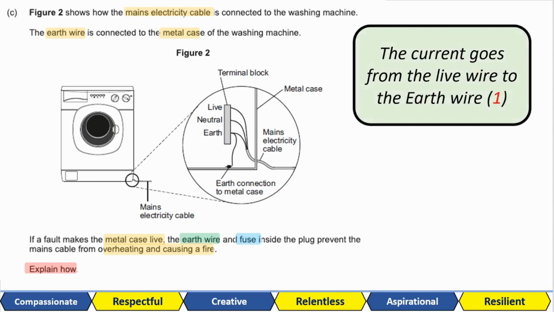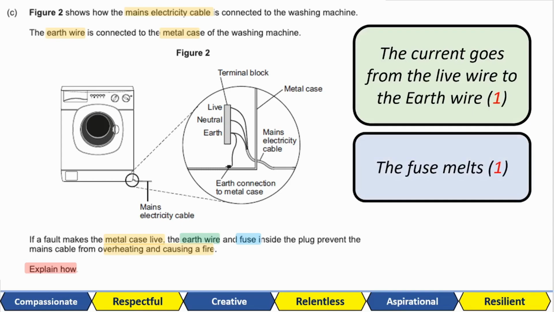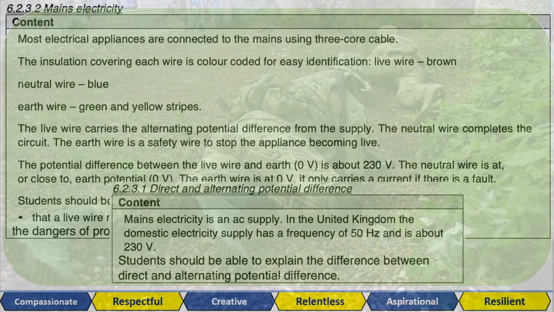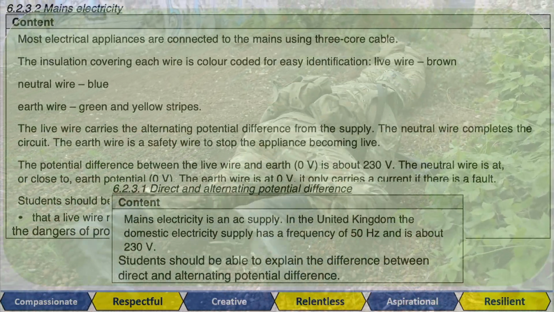The current goes from the live wire to the earth wire. That's your first mark. So that earth wire is going to carry it away from the metal casing. And the fuse melts. Remember, as we saw earlier, it breaks that circuit, so there's little risk of a fire. And there we go. The mission is complete.